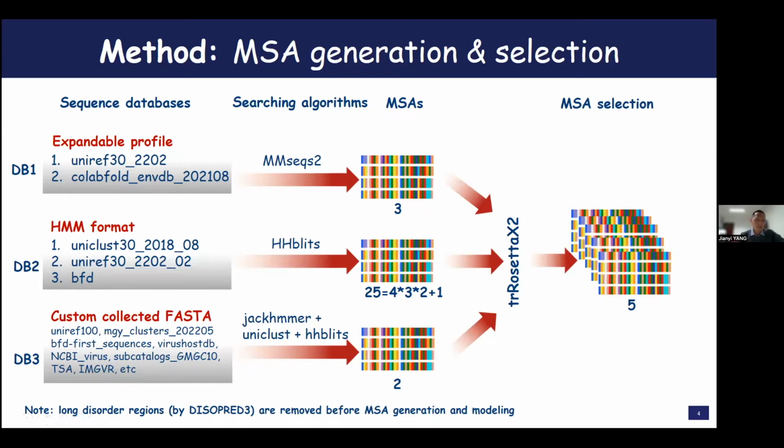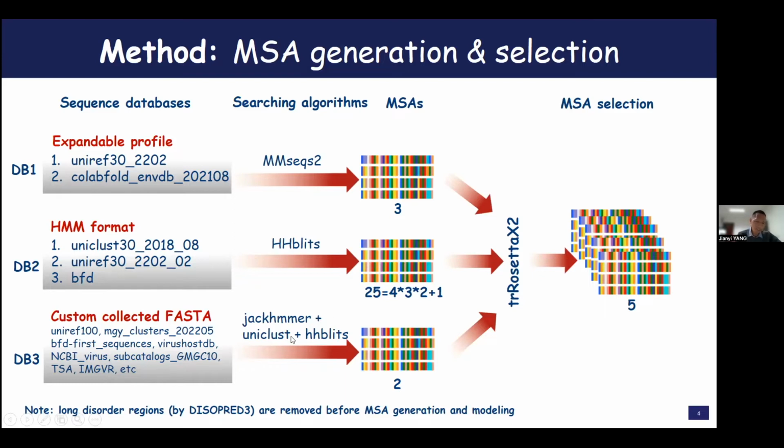In fact, in our experiment, we find that the HMM format database, the first one, UniClust30 2018, is very good. Also in our TR-zeta server, we use this one to search the database. This inspired us to create a profile database like this one. So we get the third database. It's called a custom collected cluster sequences. Basically, it contains the UniRef sequences and the metagenomic cluster sequences, also some single sequences from the first two databases.